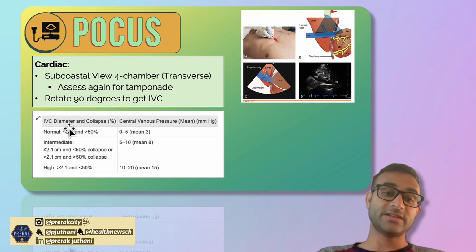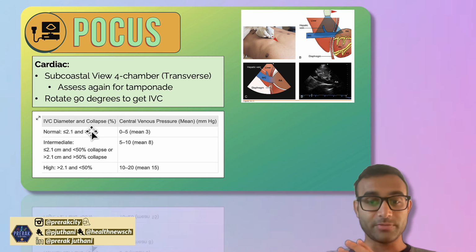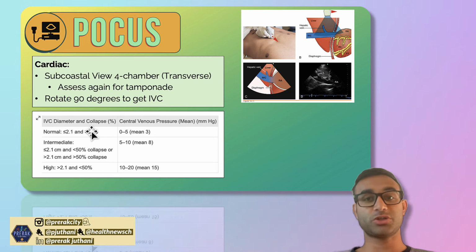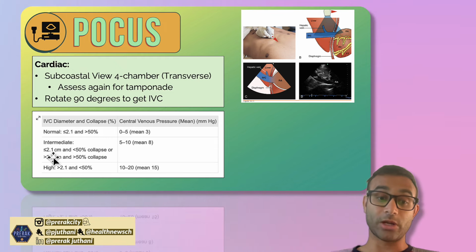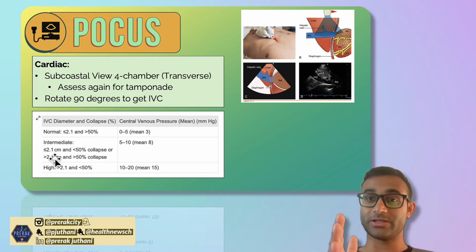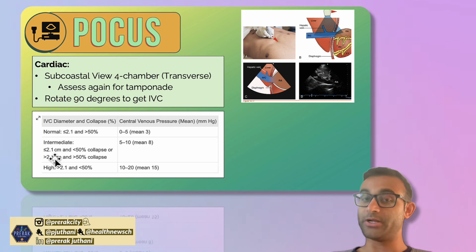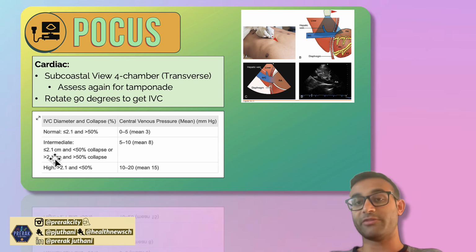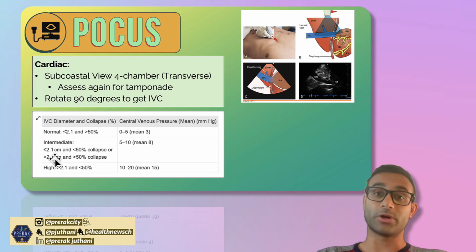So if you look at the IVC and you see that it's small and you see that there's a lot of respiratory variation, that patient may have a mildly decreased right atrial pressure and may benefit from fluids. If you see that they fall in this intermediate category where their IVC is less than 2.1 centimeters without respiratory variation, or more than 2.1 centimeters with more than 50% collapse on respiratory variation, then their right atrial pressure is between 3 to 8, and I wouldn't worry too much about that.